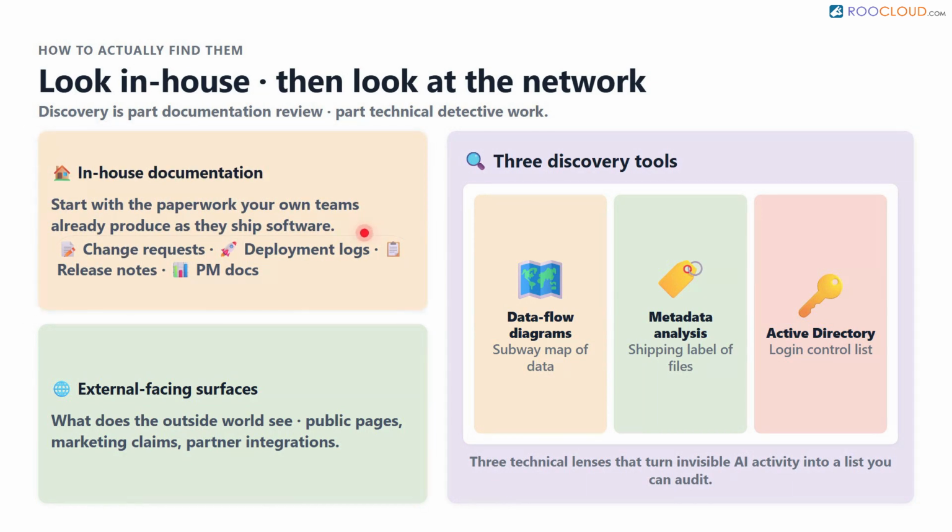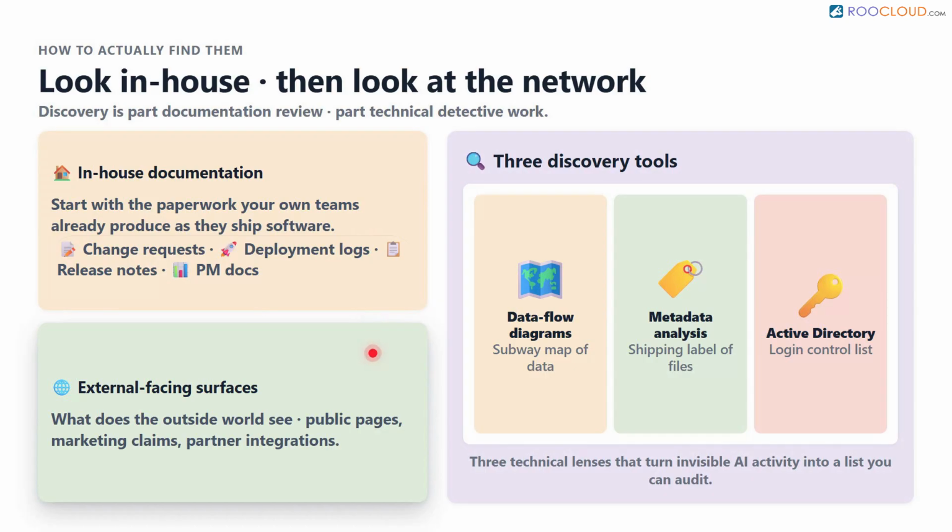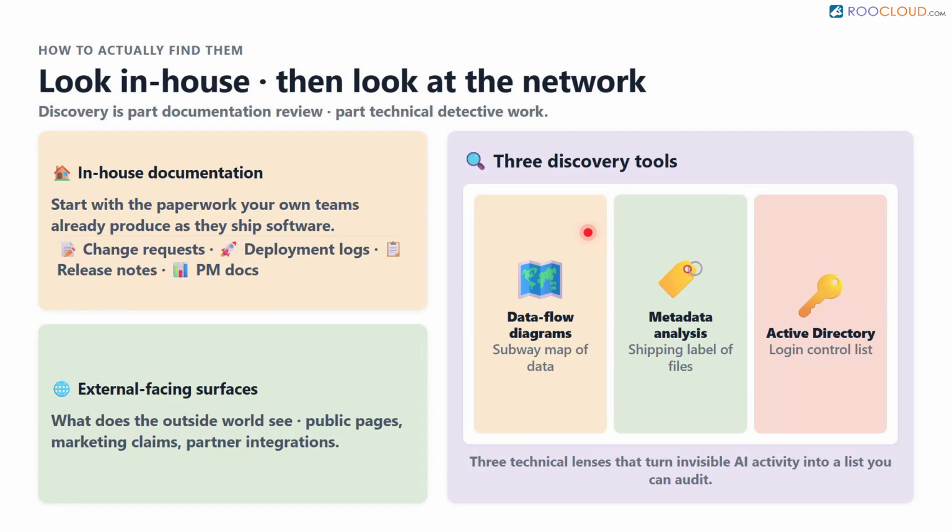This includes change requests, deployment logs, release notes, and general program management documents. To find external systems running on the network, the security and technology teams can use specific discovery tools. First, they can review data flow diagrams. A data flow diagram is simply a map showing how information travels from one system to another, like a map of city subway lines. Second, they can examine metadata.